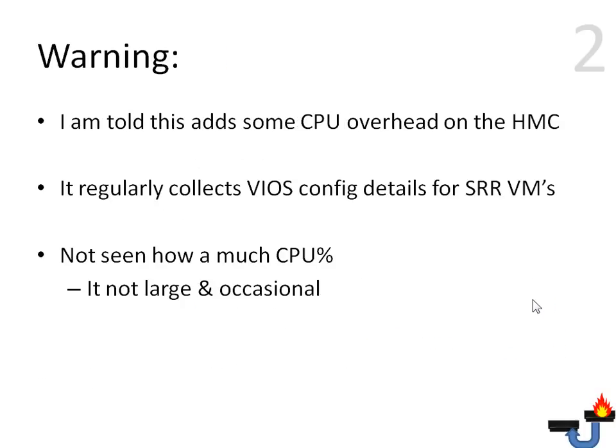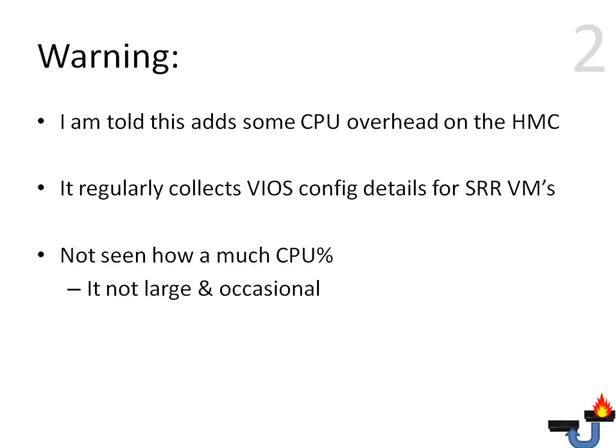Now there is a warning here. The developers are very cautious, and they tell us that there is a CPU overhead of switching this on the HMC, as it regularly collects data from the VIO server. I haven't seen it use any CPU time. I've only got some small machines. If you've got very large machines, something to be aware of. Perhaps you'd want to track your HMCs to see if the CPU consumption goes up.